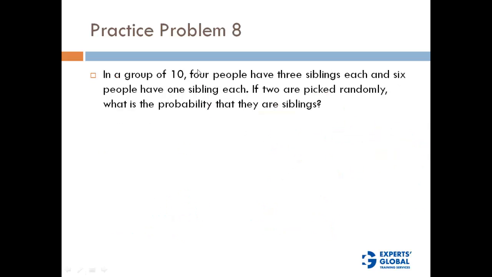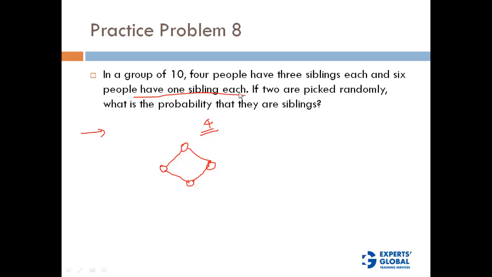Let's look at this one. Please give it a try. In a group of 10, 4 people have 3 siblings each and 6 people have 1 sibling each. Okay. Now we have 10 people. 4 people have 3 siblings each. So 3 siblings each itself means that we are talking about this group of children as one family. Each of them has 3 siblings. Correct? So these 4 kids we are already talking about here.